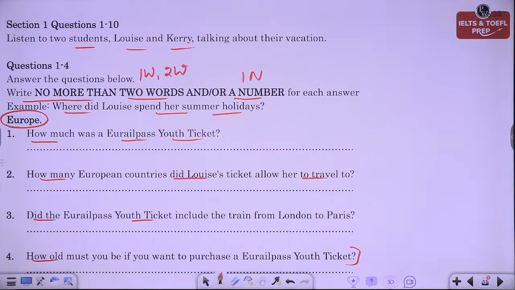Louise and Kerry talking about their vacation. First, look at questions 1 to 4. You will see that there is an example already done for you. For this question only, the conversation relating to the example will be played first.